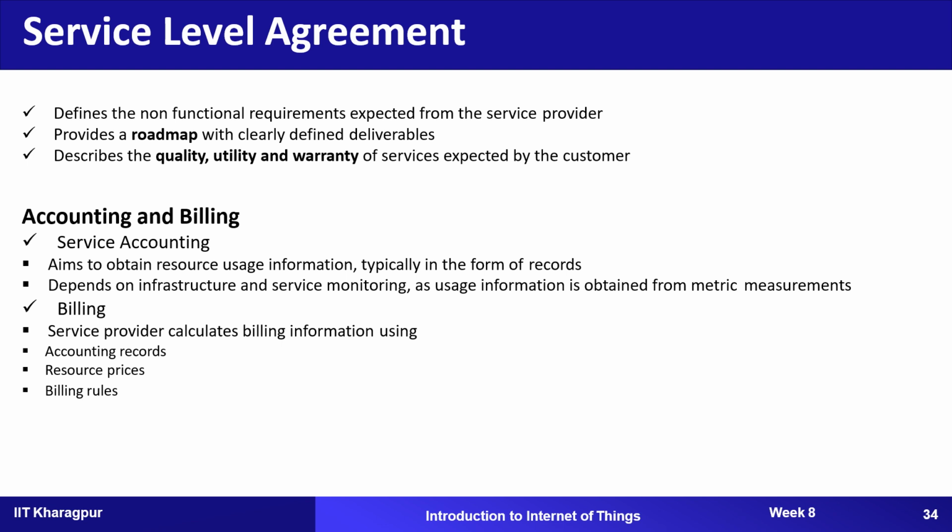Now the accounting and billing. Service accounting aims to obtain resource usage information, typically in the form of records. It depends upon the infrastructure and service monitoring, as usage information is obtained from the metric measurement. The next one is your billing. The service provider calculates the billing information using your accounting records, resource prices and billing rules. So basically your service providers are going to use accounting records, resource prices and billing rules in order to calculate the bill of a particular service which is used by the user.